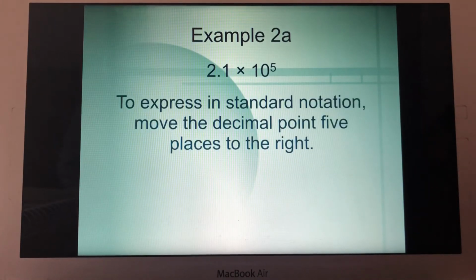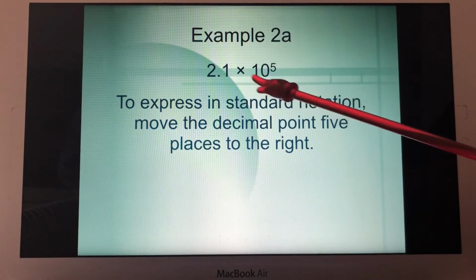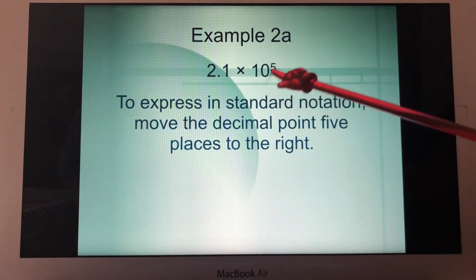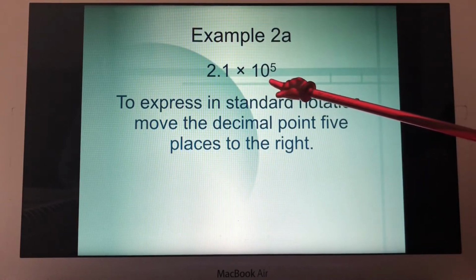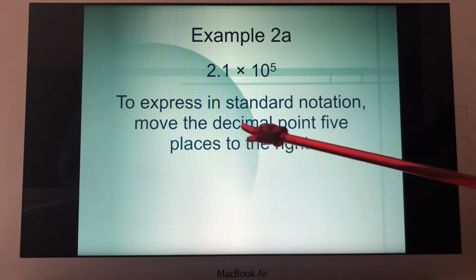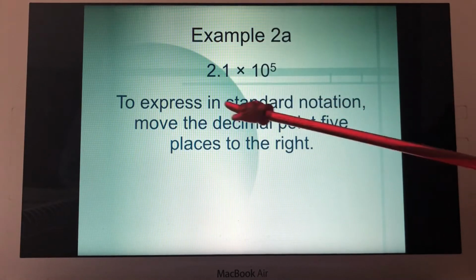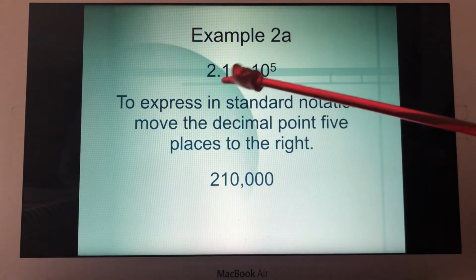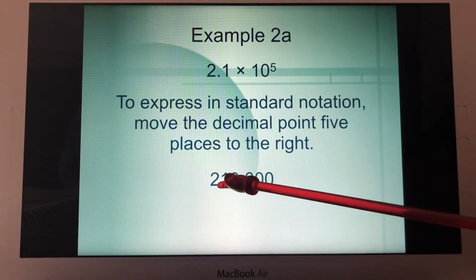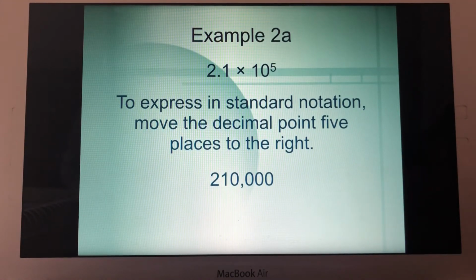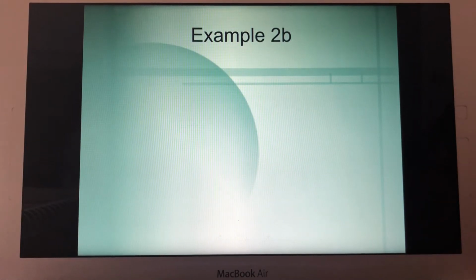Okay, so 2.1 times 10 to the 5th power, and now we're going to go the opposite direction. This is scientific notation, but now we want to take this scientific notation and express it in standard notation. Then you move your decimal. You're basically going to multiply this all out. 2.1 times 10 to the 5th power. And you're going to move your decimal over 5 places from 2.1. 1, 2, 3, 4, 5. And your number is 210,000. That would be standard notation.